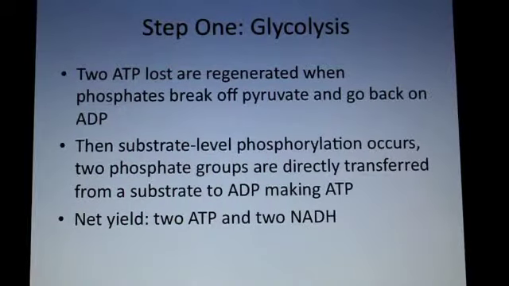So what I want you to get out of glycolysis is that it happens in the cytoplasm. It's the start of respiration. In the end, you get 2 ATP and 2 NADH. If you're planning on doing the extra credit for this unit, I highly recommend printing it out and following along.